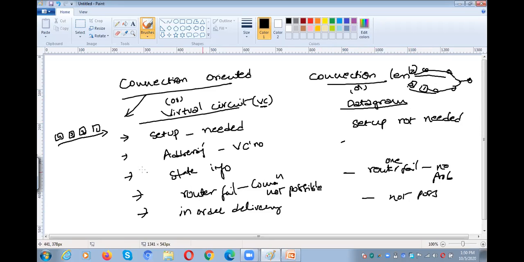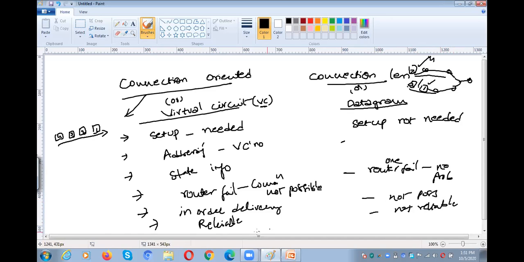Here, with in-order delivery, first the receiver will receive the first packet, and then the second packet, and then the third packet, and then the fourth packet. But in the case of connectionless service, in-order delivery is not possible. The receiver may receive the third packet first, and then the first packet, and then the fourth packet, and then the second packet. Like that, the receiver may receive the packets not in order, right? And then connection oriented is a reliable service, and connectionless is not reliable.